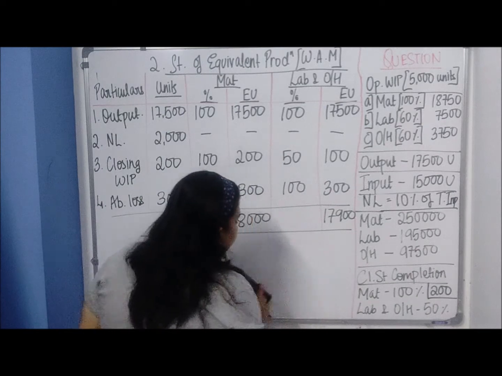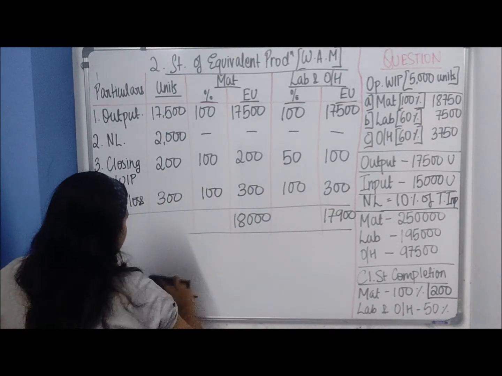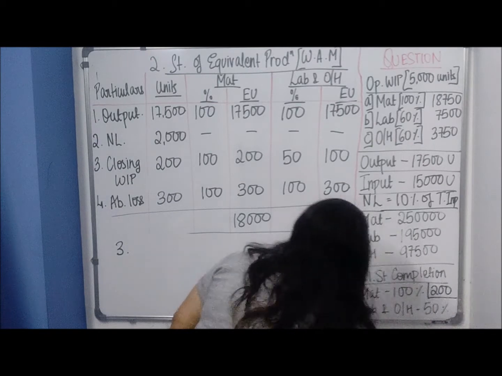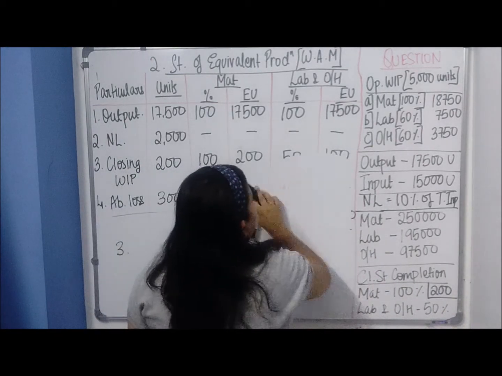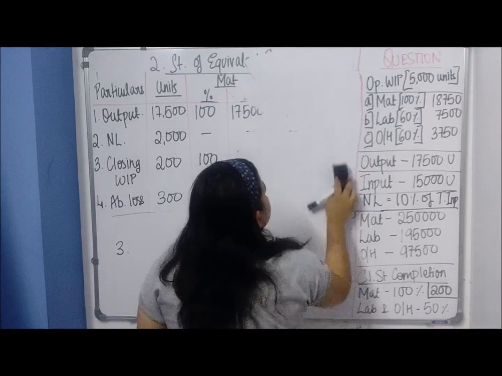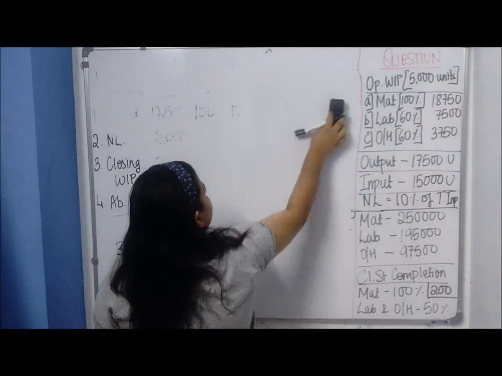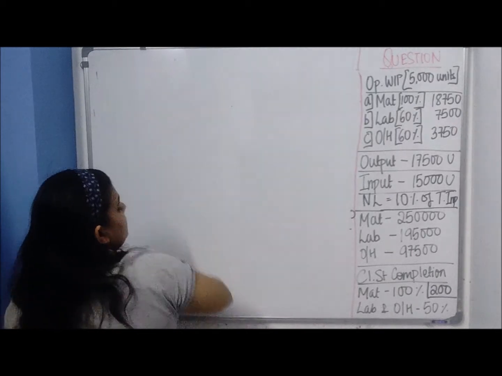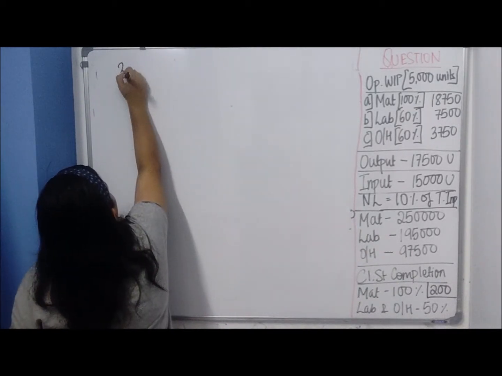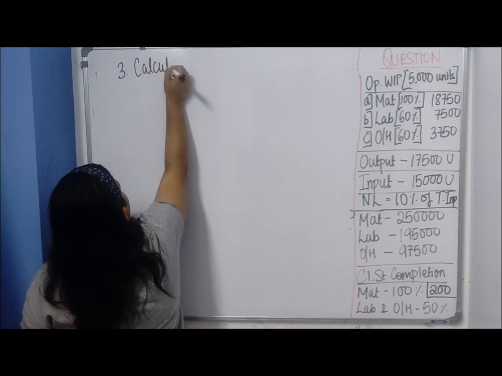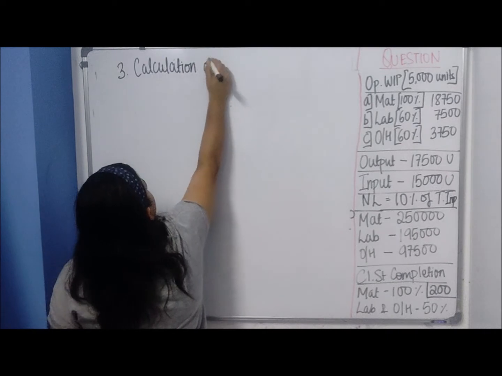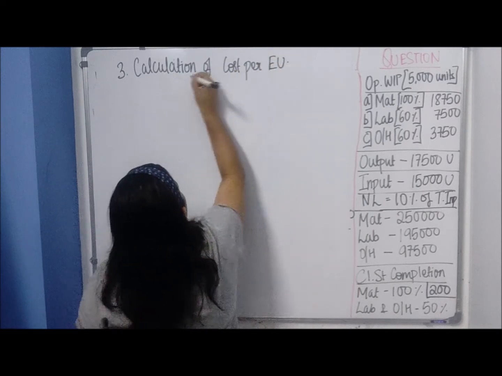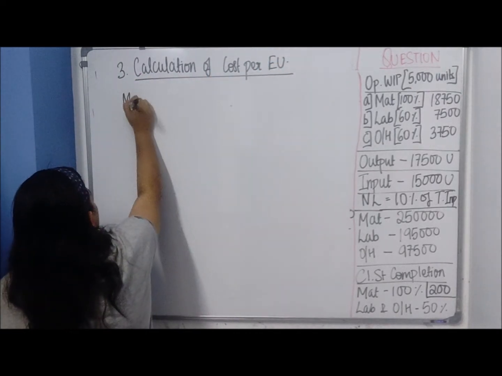Now what is step 3? Step 3, we calculate the cost per equivalent unit. So step 3, calculation of cost per equivalent unit. Now, material cost.